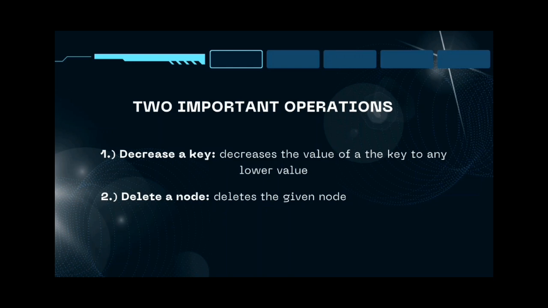Number 3, we have the update minimum. If the key of the updated node x is now smaller than the key of the current minimum node, then x becomes the new minimum node.